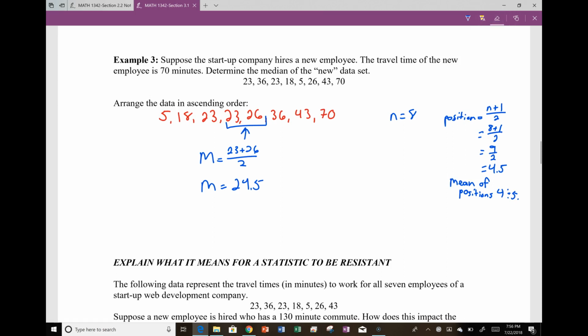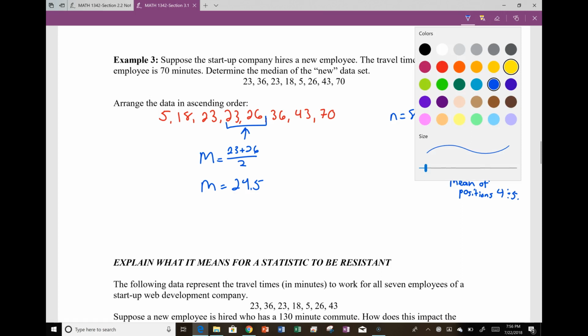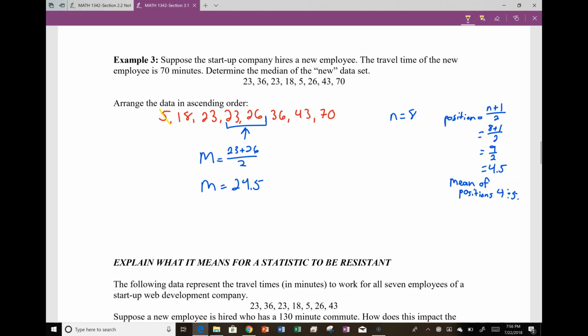Another way to look at this is, remember in the previous one I marked off one for one. One small, one large, one small, one large. If I mark off a small and a large, I mark out everything. I take the mean of the two middle ones, which still gives me a median of 24.5.